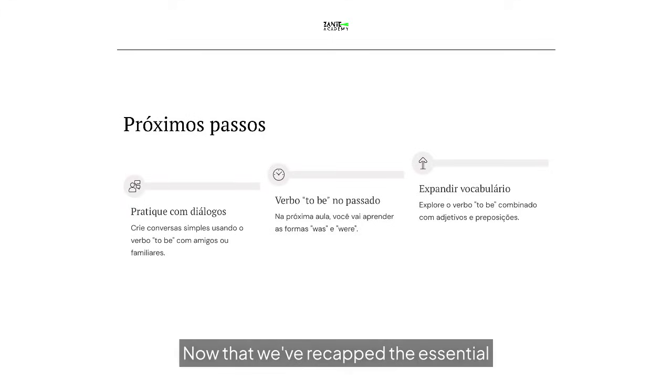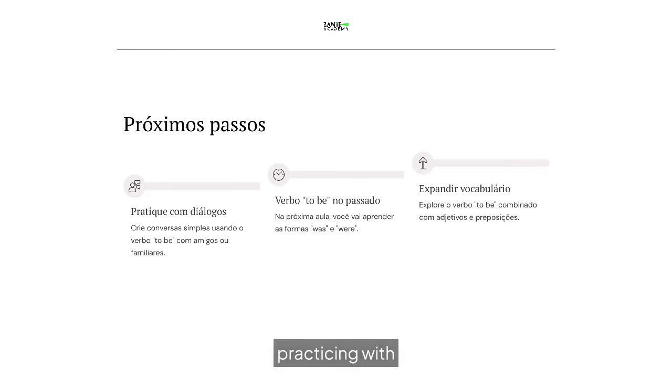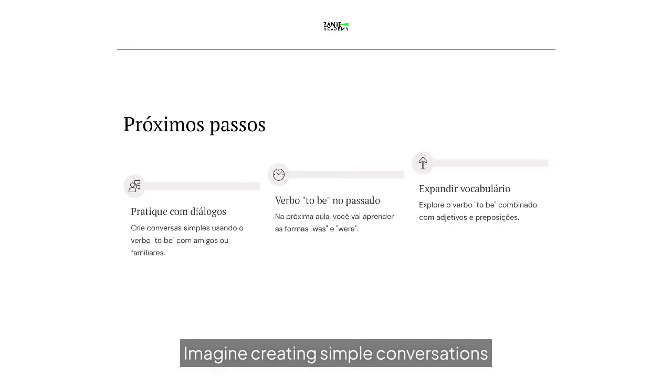Now that we've recapped the essential forms of the verb to be, let's discuss our next steps in this learning journey. Continuing from where we left off, practicing with dialogues is a fantastic way to strengthen your skills. Imagine creating simple conversations using to be with your friends or family. This not only helps you practice, but also makes your learning experience more enjoyable and interactive. For example, you can describe your daily routine or talk about your family members. You might say, I am excited about the weekend, or my brother is a teacher. Notice how these simple sentences help you express your thoughts clearly and effectively.